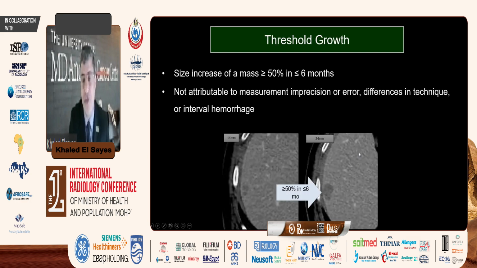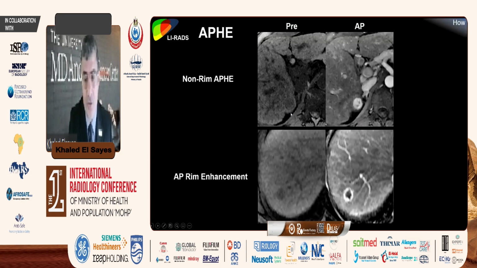And the last major feature is the threshold growth. The definition here is more than 50% in 6 months. This is an example of more than 50% growth in 6 months, which could be used as a major feature for categorization. Again, I'm going to show you this is non-rim arterial phase hyperenhancement, exactly what we see here in the arterial phase.